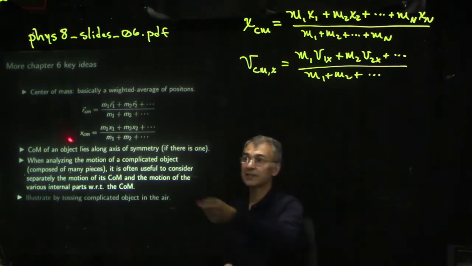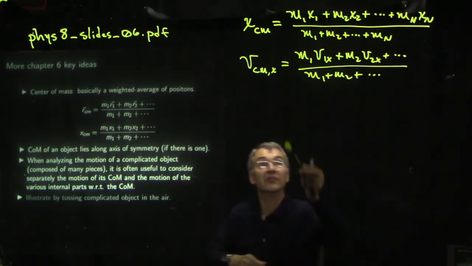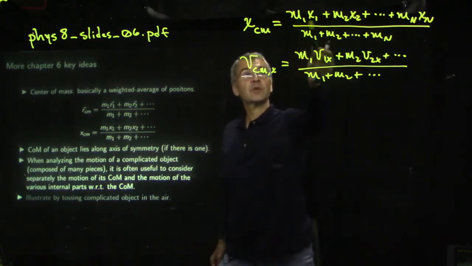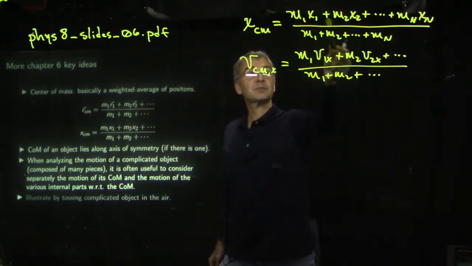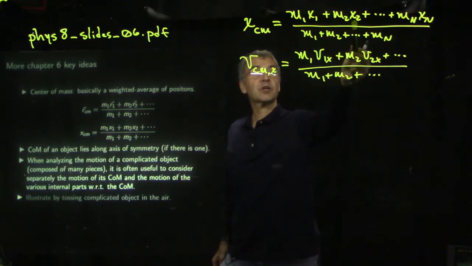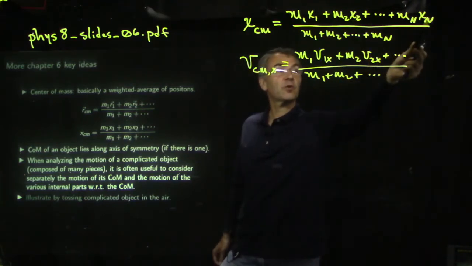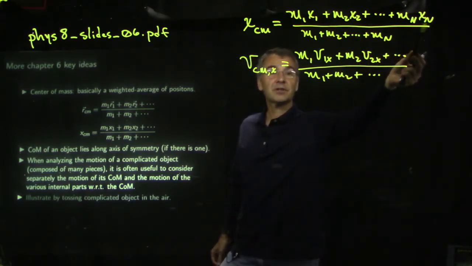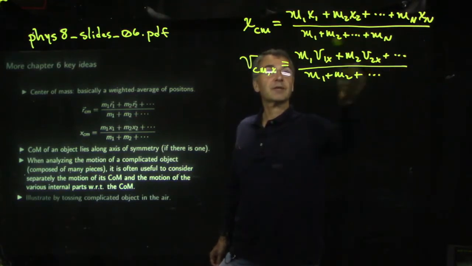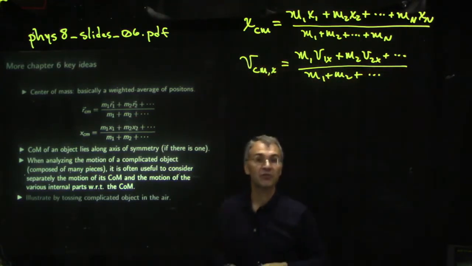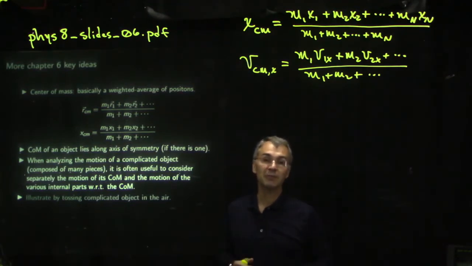Maybe more naturally, the x-coordinate of the center of mass is the mass of object 1 times the x-coordinate of object 1 plus the mass of object 2 times the x-coordinate of object 2, and so on for however many objects constitute the system you're talking about. And then in the denominator, you have the sum of all of those masses. So it really is just the same as the familiar formula of a weighted average. The masses are the weights, and the thing you're averaging is the position, or the x-coordinate.